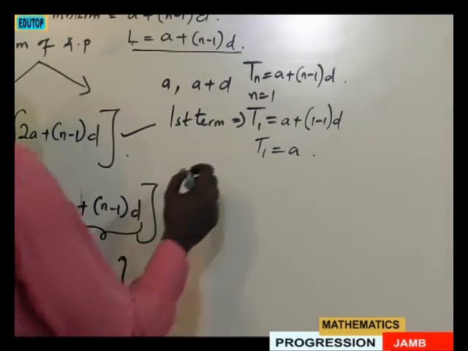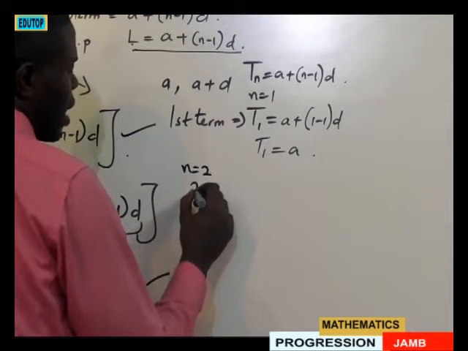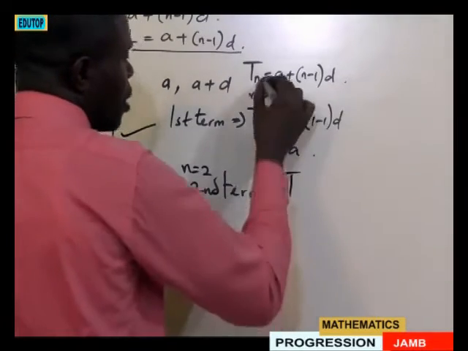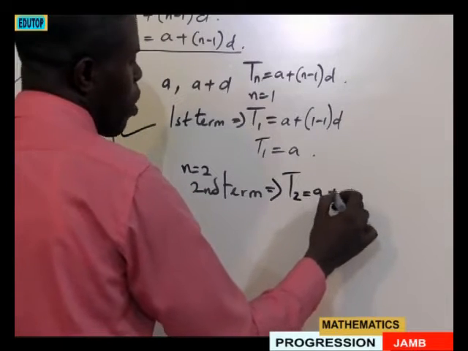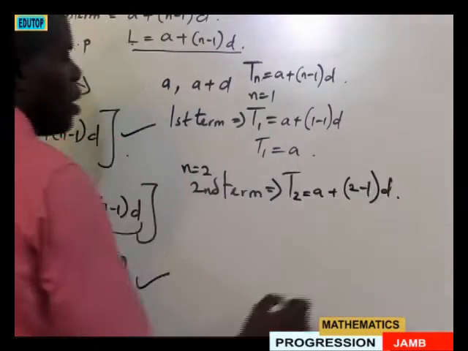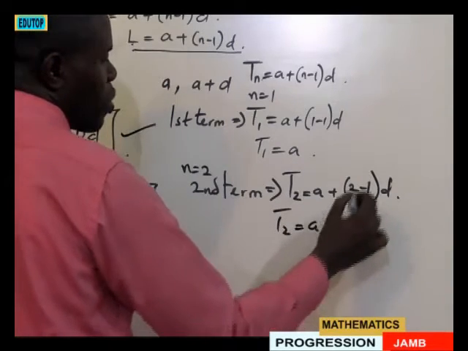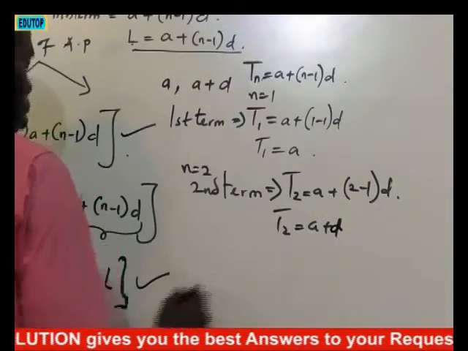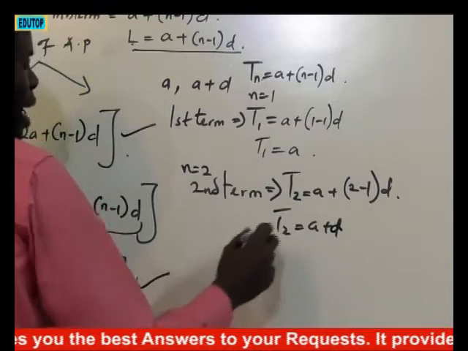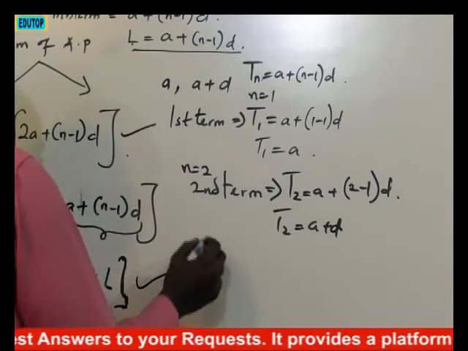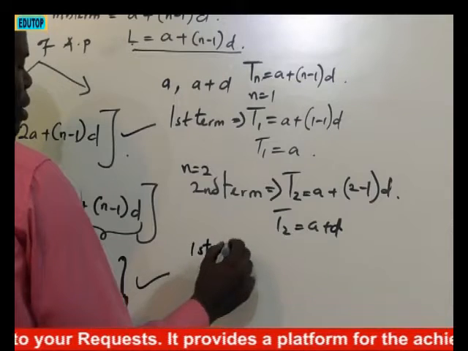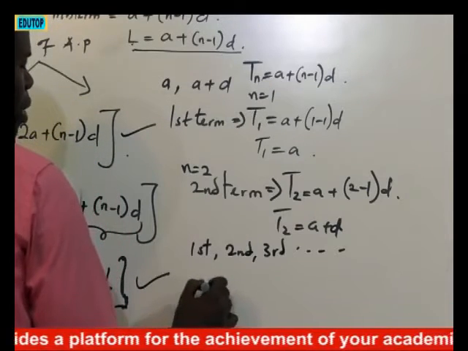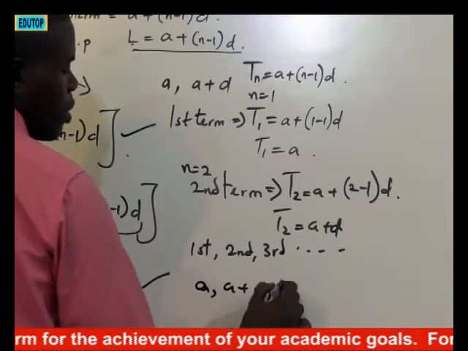If it's the second term, we have n equals 2. In that situation, we have T2 equals A plus 2 minus 1 times D. 2 minus 1 is 1, 1 times D is D, so our second term will be A plus D. That's how you determine the third term and so on. So the first term is A, the second term is A plus D, the third term is A plus 2D.